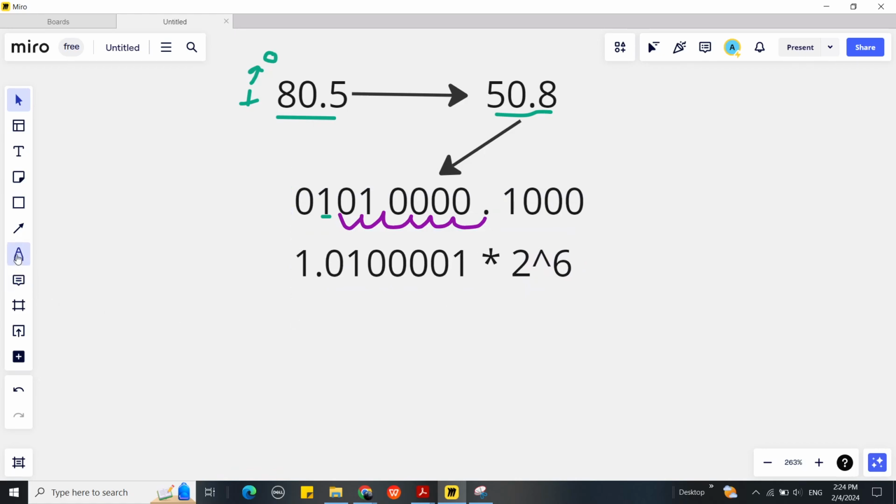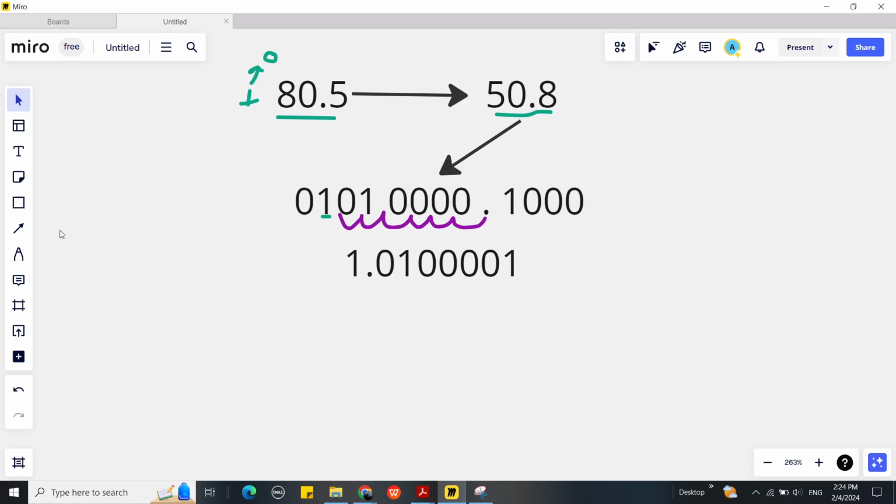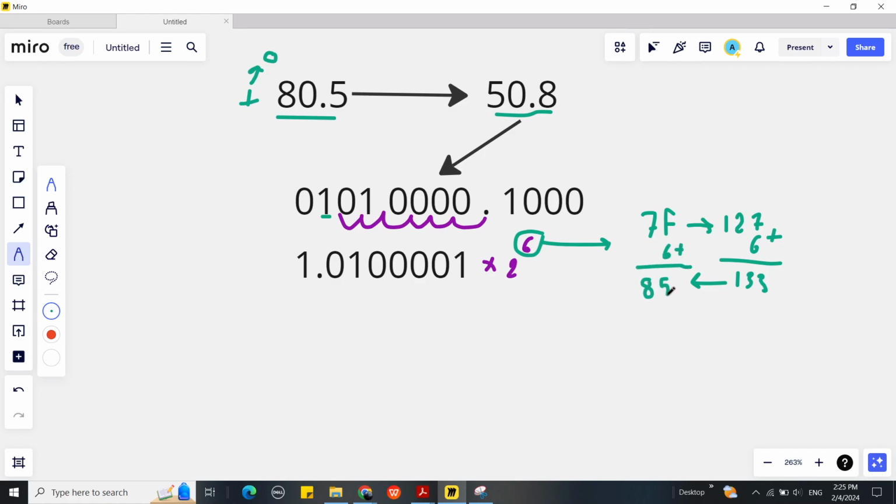And it's the same number. All I just did is write it in scientific notation. You take this 6 and add it to the original exponent bias of single precision, which is 0x7F. 7F equals 127, plus 6 gives you 133, and 133 in hexadecimal is 85.